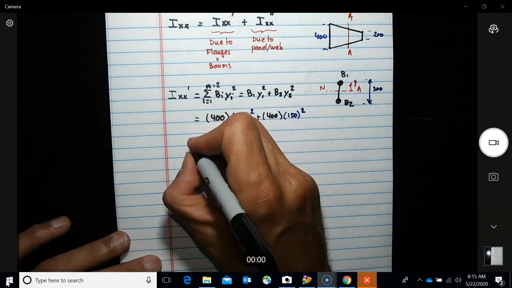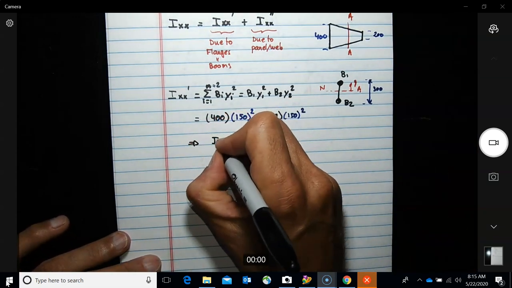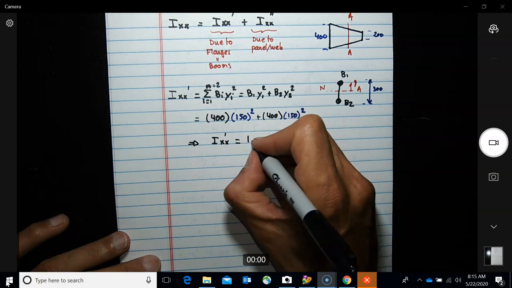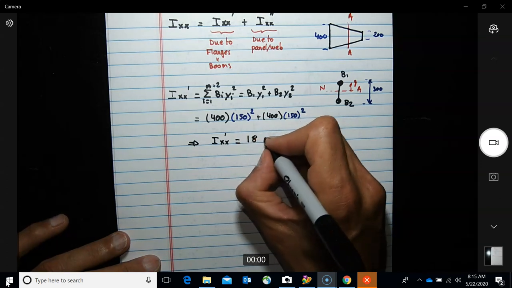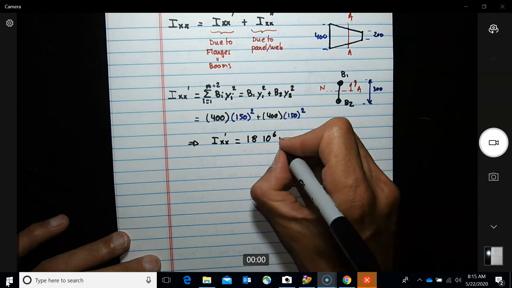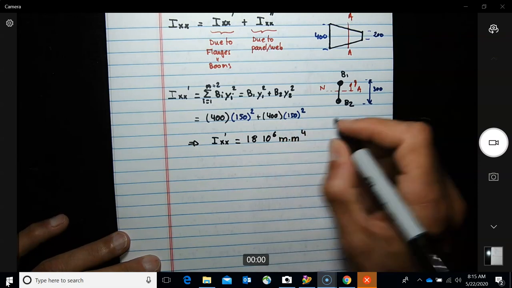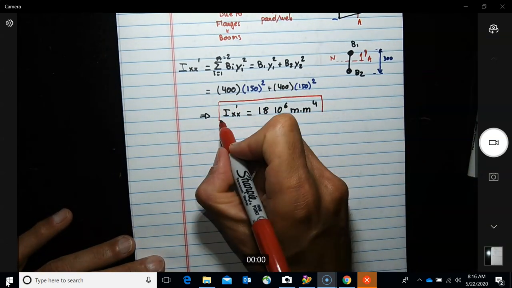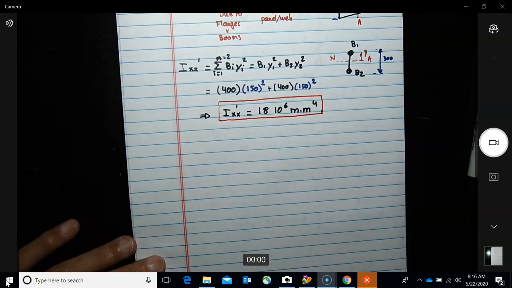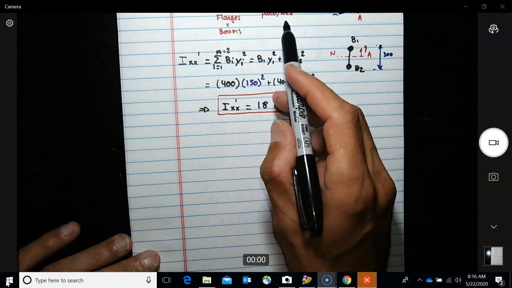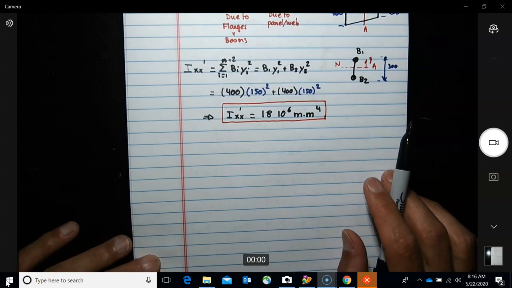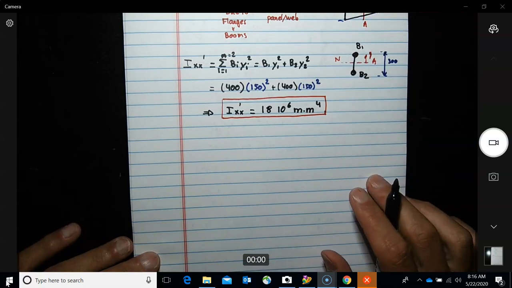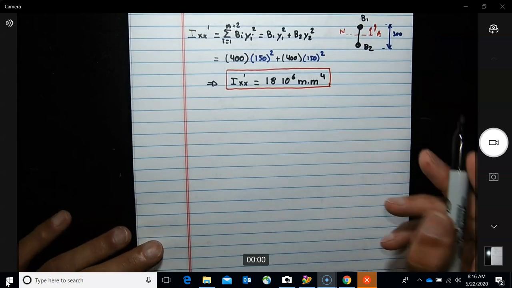So we need to be careful here. So this will give you the Ixx prime here will be equal to 18 times 10 to the 6 millimeters to the 4th. So this will be the Ixx, for example, that you will use if you were doing case one, because only the flanges will be effective, okay? But since in this case also the web or the panel is effective, we need to take into consideration the second term.